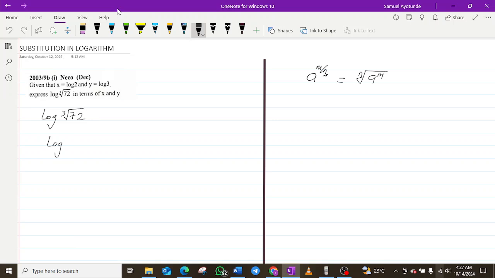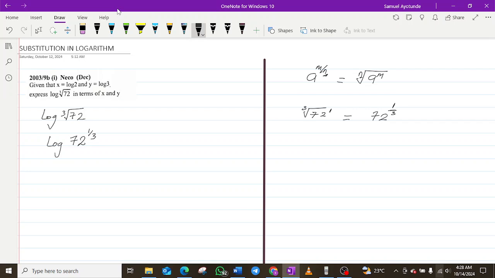So 72 has a cube root. If we express it, there's no power for 72, so that means the power is 1. If we express it in terms of fractional power, we have 72, and the denominator is always the root. So since we have cube root here, the denominator will be 3. Then we have 1, because there is no power, so the power is 1. So log cube root of 72 is the same thing as 72 to the power of 1 over 3.